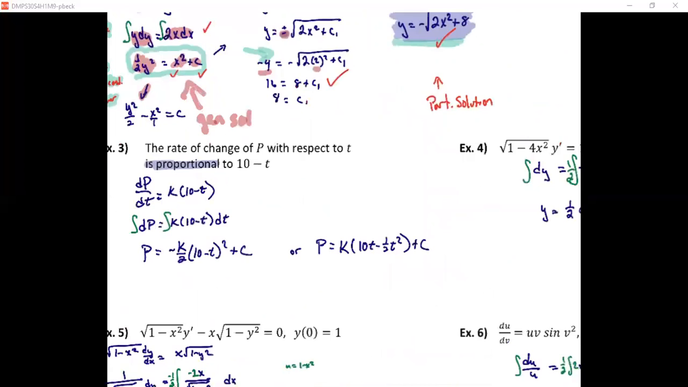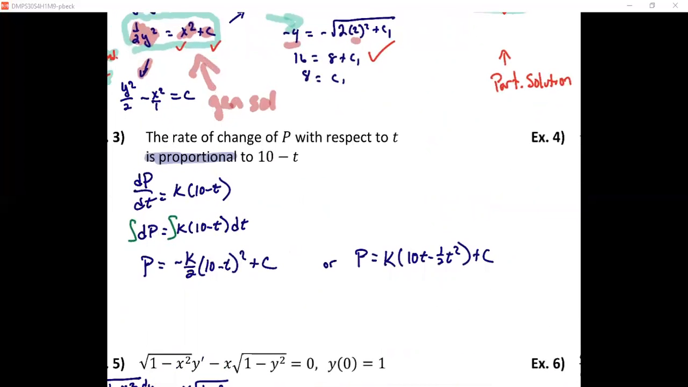For example 3, start off with, in essence, a word problem. Rate of change of p with respect to t, aka dp dt, is proportional. Now, if it says is proportional, that means that we have direct proportion, which is why I have k times my 10 minus t here. Then separate the variables, which is really not hard with this problem. Just bring the dt over to the other side, and then integrate both sides. And when I integrate both sides, both of these are actually viable solutions. The first one is kind of the approach that I tend to take. Not the approach I took right from the beginning.